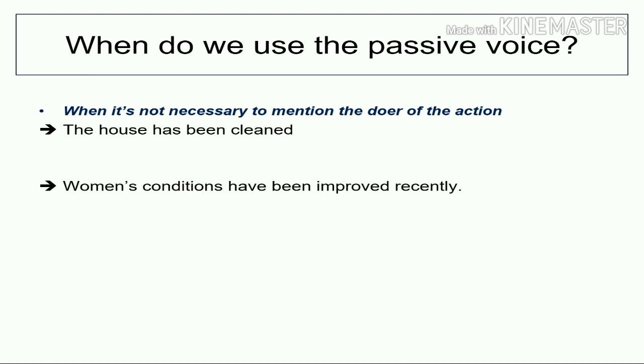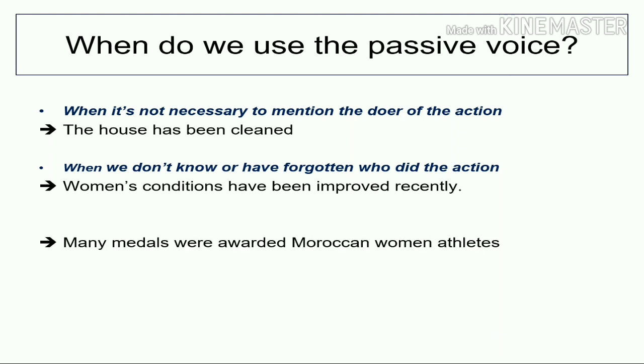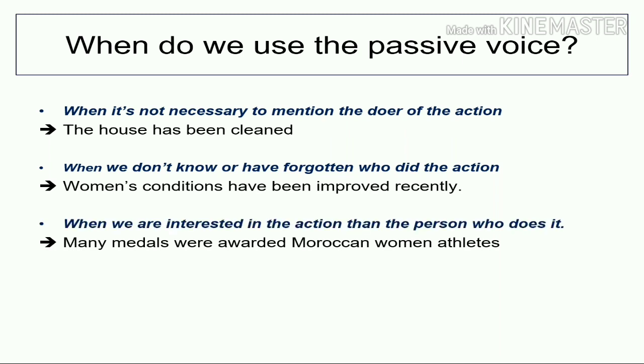Women's condition has been improved recently. Now, do we know who has improved the women's condition? We don't know. That's why we use the passive voice when we don't know or have forgotten who did the action. Now this example: many medals were awarded to Moroccan women athletes. Now when we are interested in the action rather than the person who does it, right? That's why we use the passive voice. The subject is not important, that's why we use the passive voice.